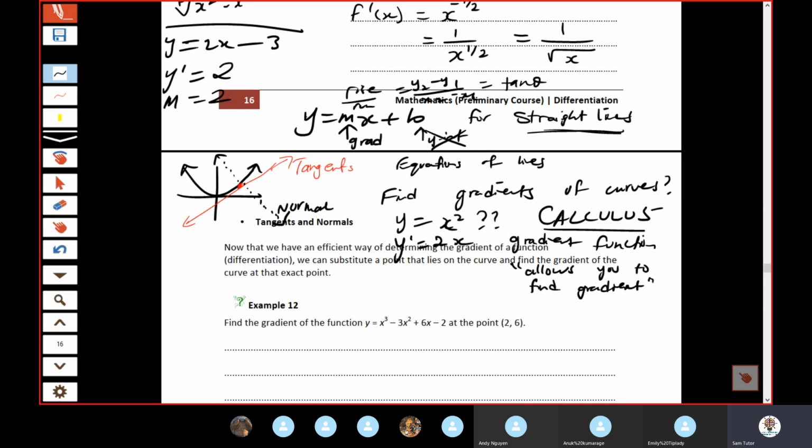So what would you do if you want it to be specific, like let's say at that point? If you want the actual gradient at that point, what do you guys think? If you've got y dash is 2x, and you want it specifically at a point here, let's call that point (2, 3), what would you do to find the gradient at this point? Anyone have any ideas? y dash equals 2x, and I want it specifically at this point. No? Would you sub in your points?